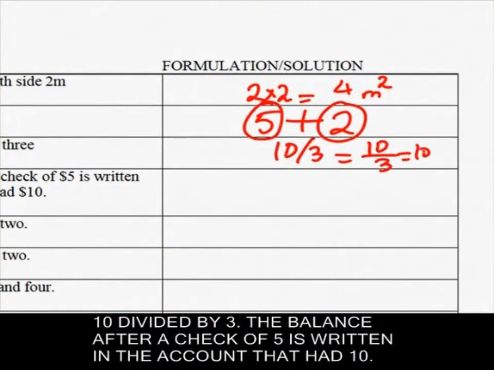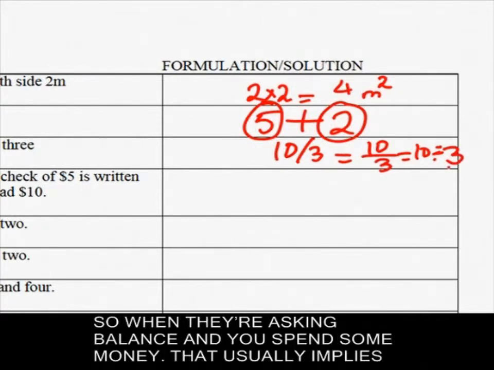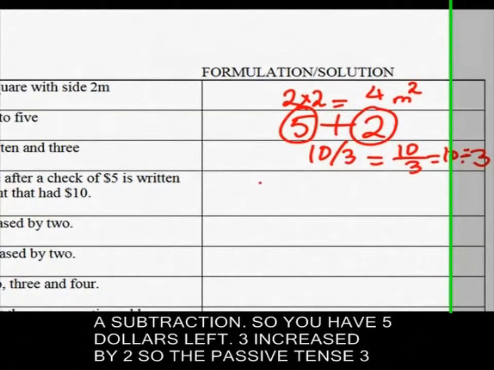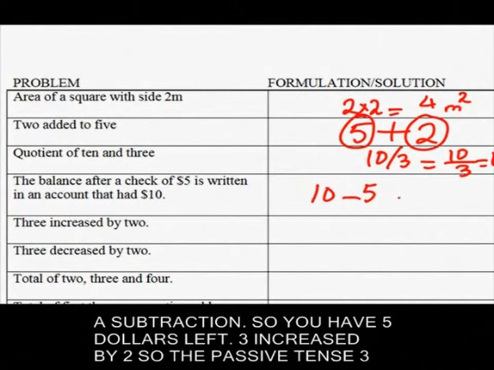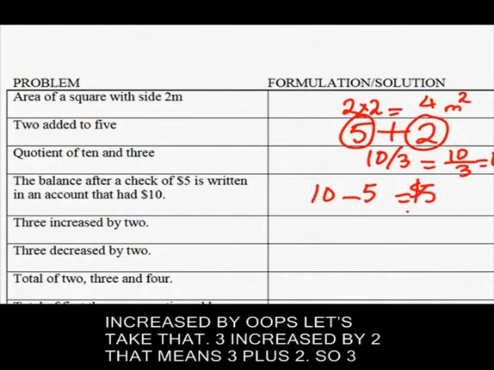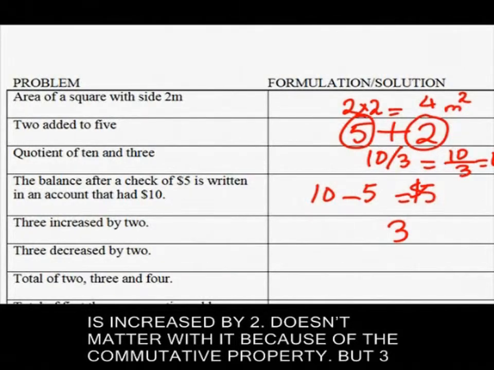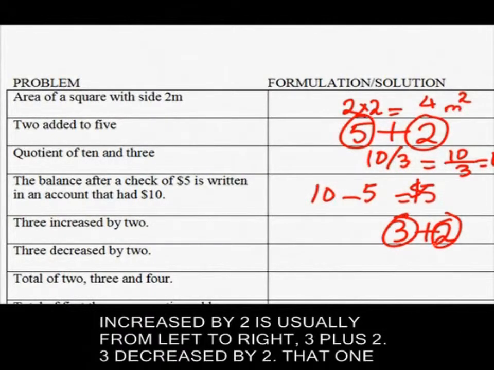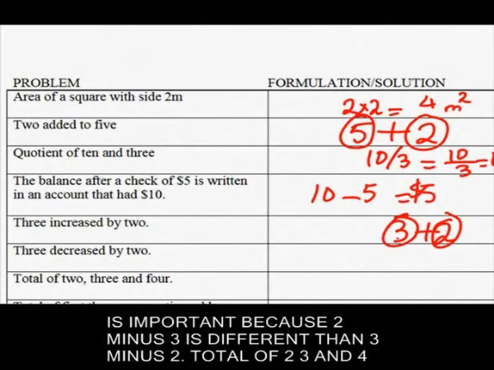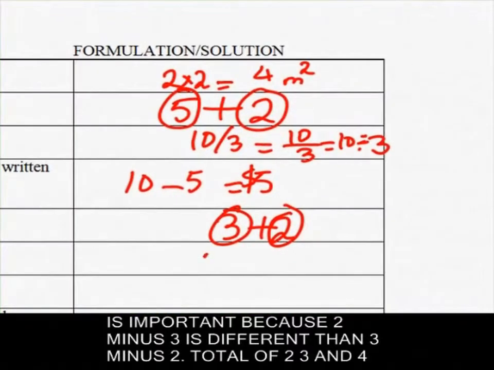The balance after a check of 5 is written in an account that had 10. So when they're asking balance and you spend some money, that usually implies a subtraction. So you have $5 left. 3 increased by 2. So the passive tense, 3 increased by 2. That means 3 plus 2. It doesn't matter because of the commutative property, but 3 increased by 2 is usually from left to right, 3 plus 2. 3 decreased by 2. That one is important because 2 minus 3 is different than 3 minus 2.